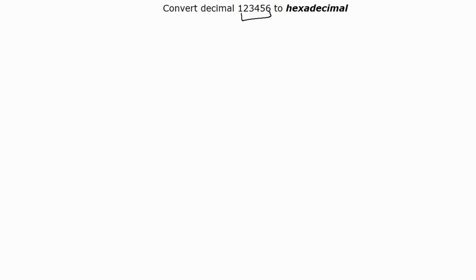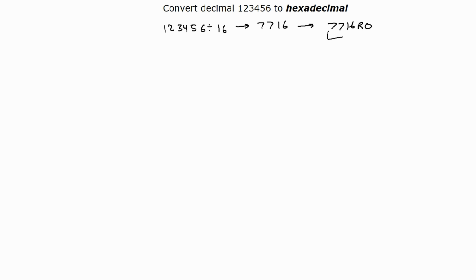We're again going to take our number 123,456. Previously we divided by 8, but that was because the base was 8. Now the base here is 16. So we're going to divide this by 16, and this is going to give us 7716. We don't have any decimal here, so we're going to have 7716 with a remainder of 0.